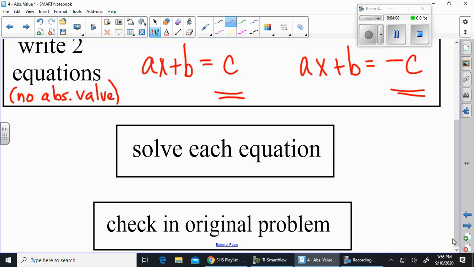You can have these things called extraneous solutions, which you're going to see all year. What those are, false solutions. You did all the math correctly, but if you plug them in, it actually doesn't come out true.